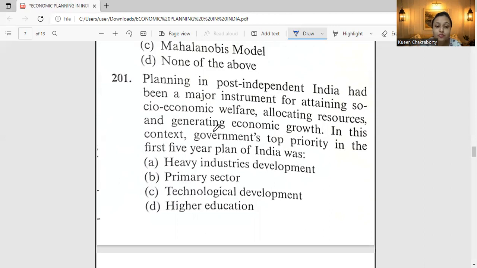on the development of the primary sector, that's the agricultural sector. It was launched in the year 1951, and the major allocation was given to agriculture and community development, that is 17.4%, irrigation and energy of 27.2%, transport and communication to be of 24%. Okay. So accordingly, our option number B is the correct answer. That is the primary sector. And I have told you about the divisions also.